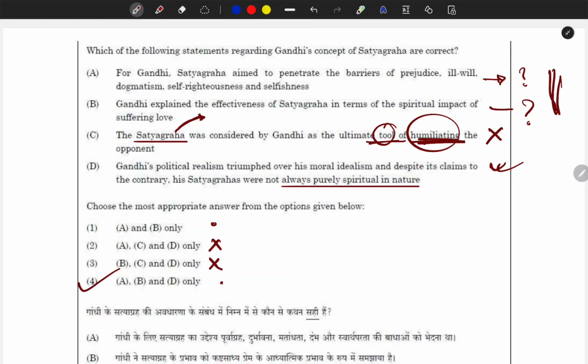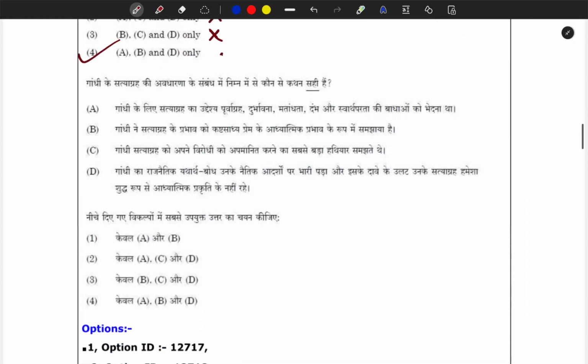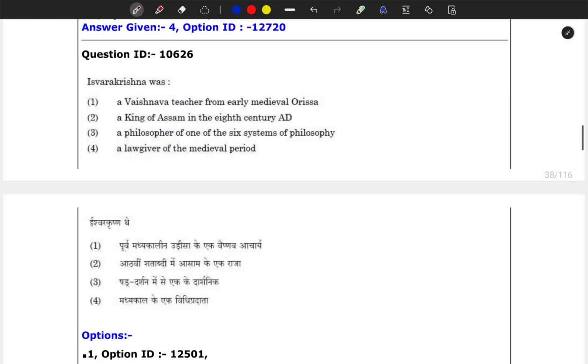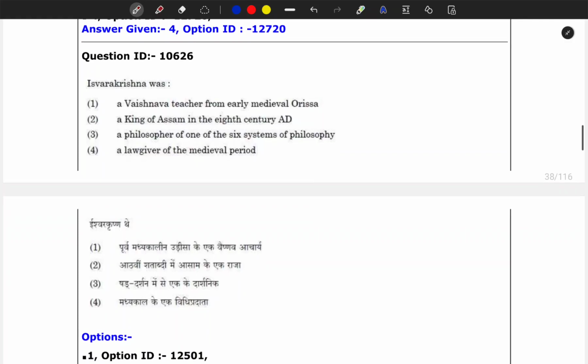As I discussed, Satyagraha was complemented by the practice of non-violence, the practice of constructive works, and a lot of philosophical backgrounds. So it was not purely spiritual in nature. You have to think about these things in the exam hall, and I know this is difficult, but you have to think about it, otherwise it will be very difficult for you to attempt the questions.